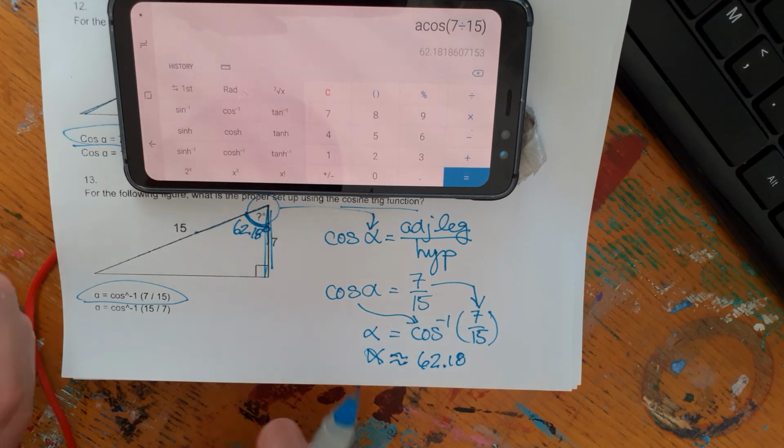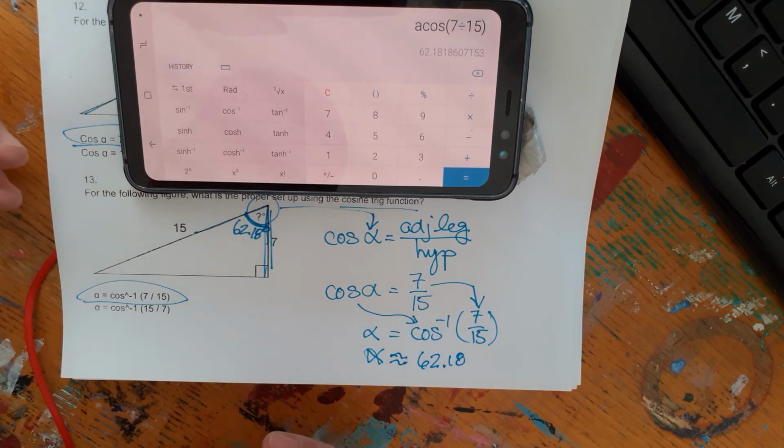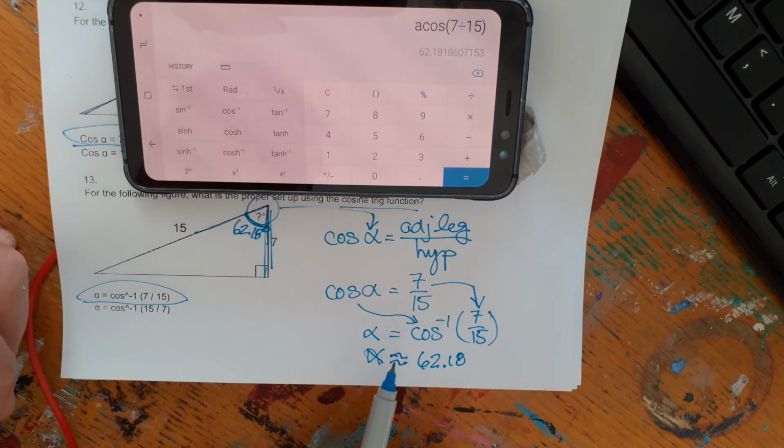So what we have here is sort of an incredible tool for solving right triangles, and we love it because it's such a cool system that works for every single right triangle.